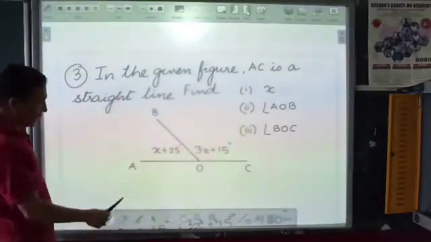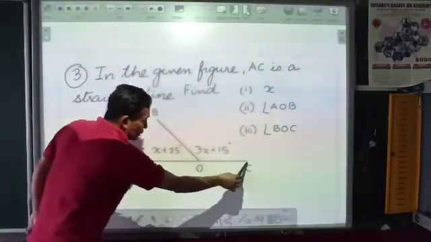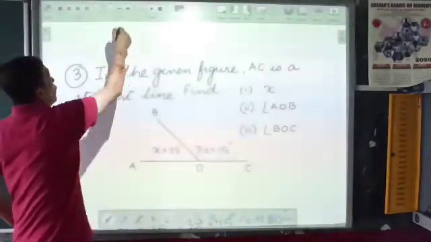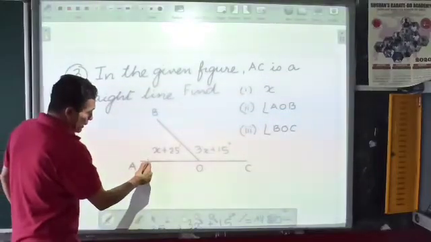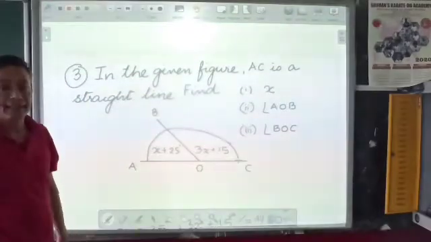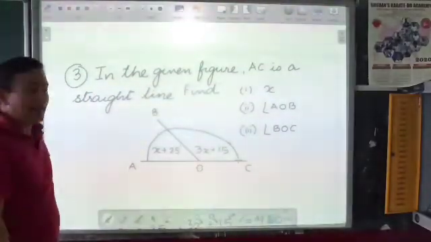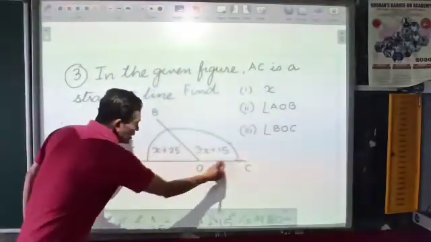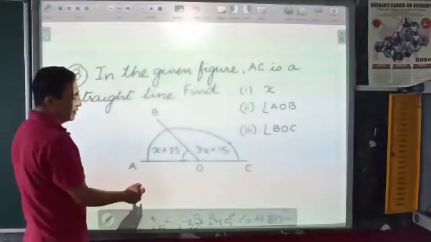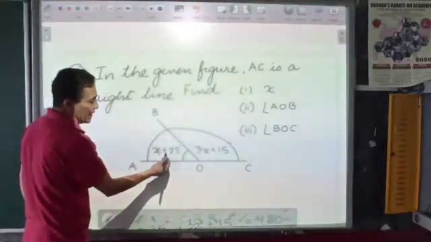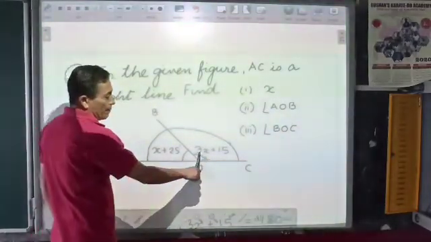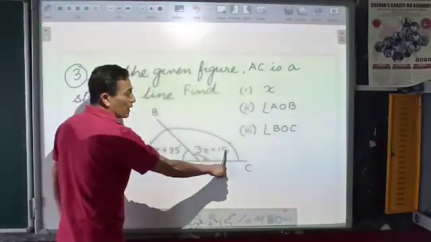So, from the question, what we understand is that AC, so this line is a straight line. So, in a straight line, the angle formed from here till here is going to be 180 degrees. Straight lines are always 180 degrees. And this straight line has been divided into 2 angles. You can see the first angle here, the measurement of which is given as x plus 25. Similarly, there is another angle formed here where the measurement is given as 3x plus 15.